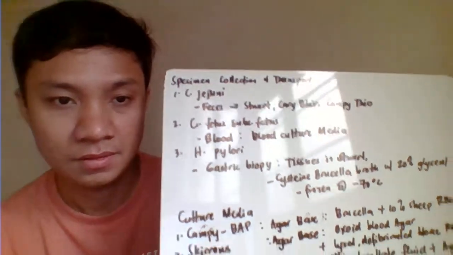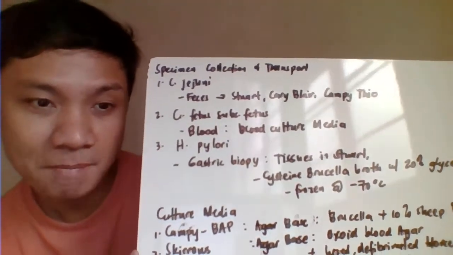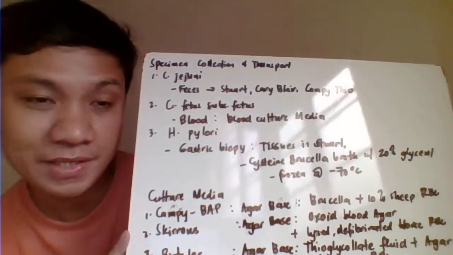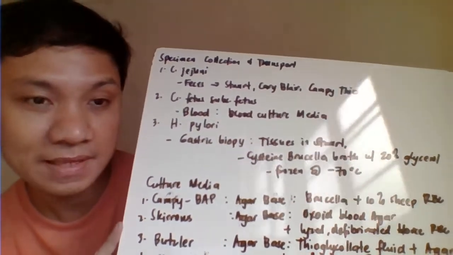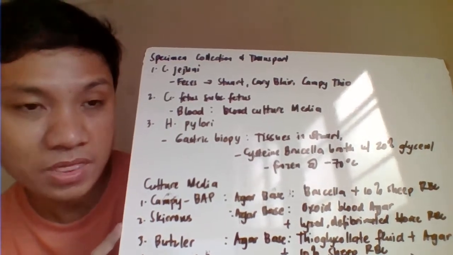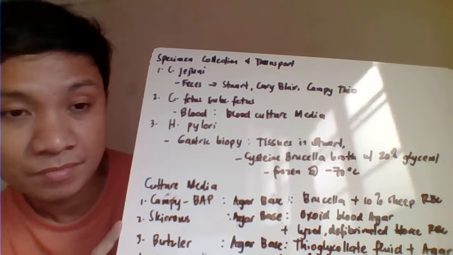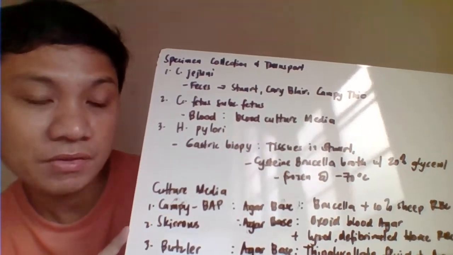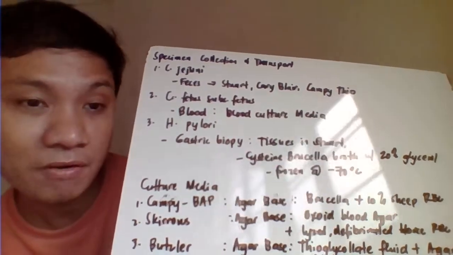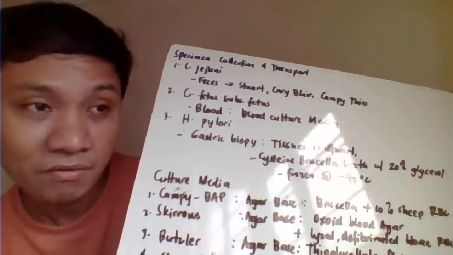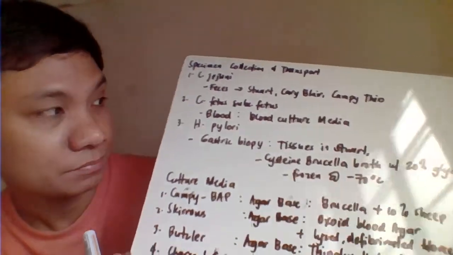Okay, then we have here the specimen collection and transport. For the Campylobacter jejuni, since it's the one causing gastroenteritis or diarrhea, the best sample for that is your fecal sample, and you need to transport that one with your Stuart, your Cary-Blair. You could also have your Campythio. In the case of your Campylobacter fetus subspecies fetus, this one is causing blood infection, so blood is our sample for isolation, and you just need to perform your blood culture.